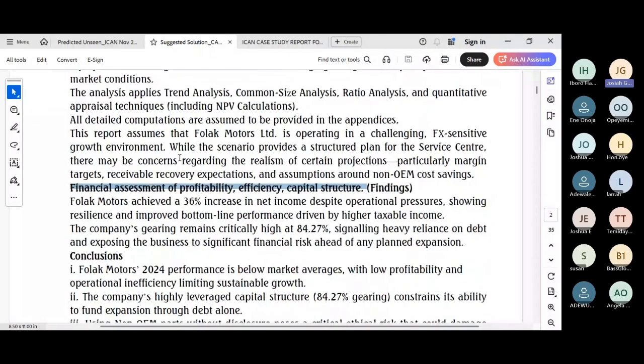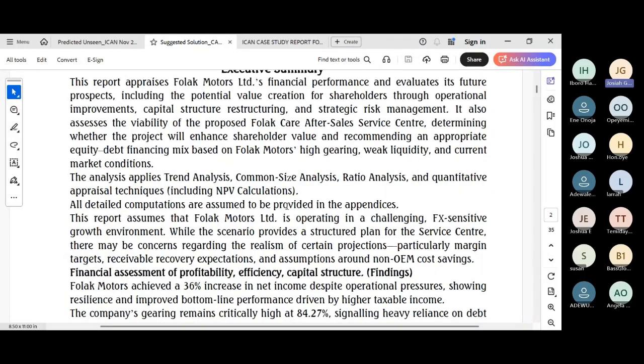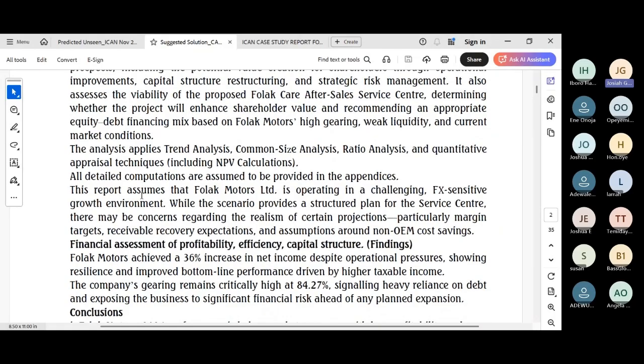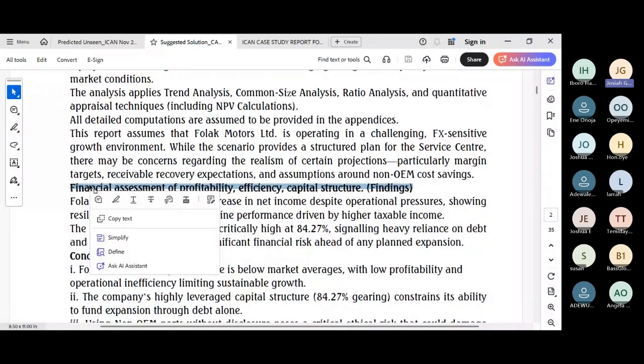So having introduced the requirements 1 and 2 briefly, we've spoken to the methodology. We said we use trend, common size, ratio, quantitative appraisals like NPV. We also said all detailed computations are in the appendices. We said the report assumes that Folak Limited is operating in a challenging FX-sensitive growth environment. Now we'll come to the findings. Your findings are in your 8 boxes.